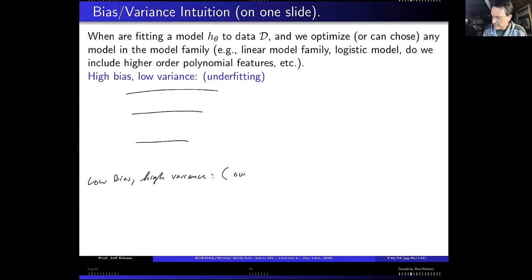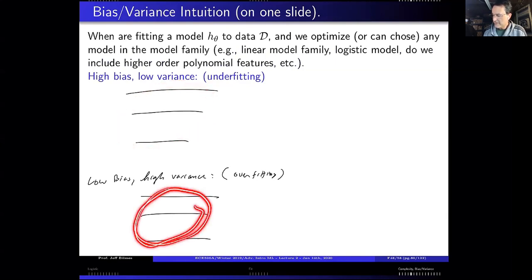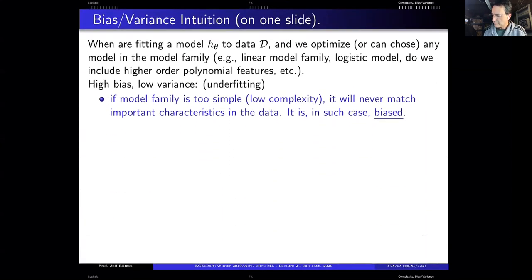And this is overfitting. We're going to see a bunch of bullet points there. So first we're going to go through the bullet points for high bias, low variance, and underfitting, and then we're going to go through the bullet points for low bias, high variance, which is overfitting. Okay, so let's do underfitting first.